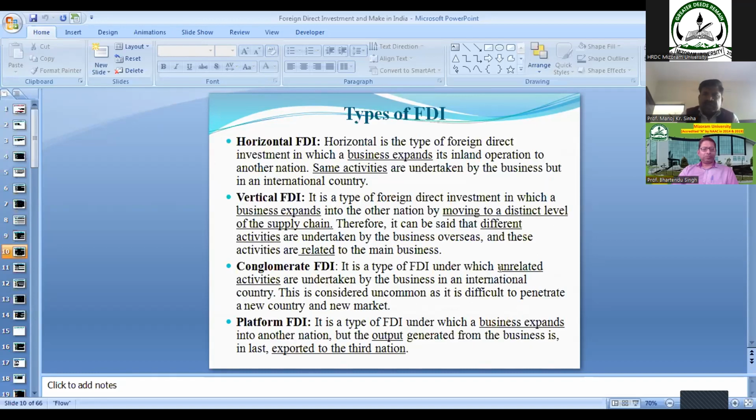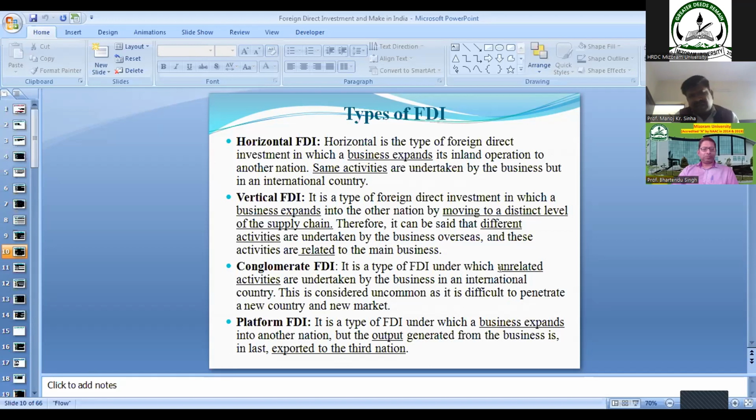Now we come to the types of foreign direct investment. Horizontal investment: a foreign investor basically expands its business in another country, but undertakes the same kind of business activity as in its home country.